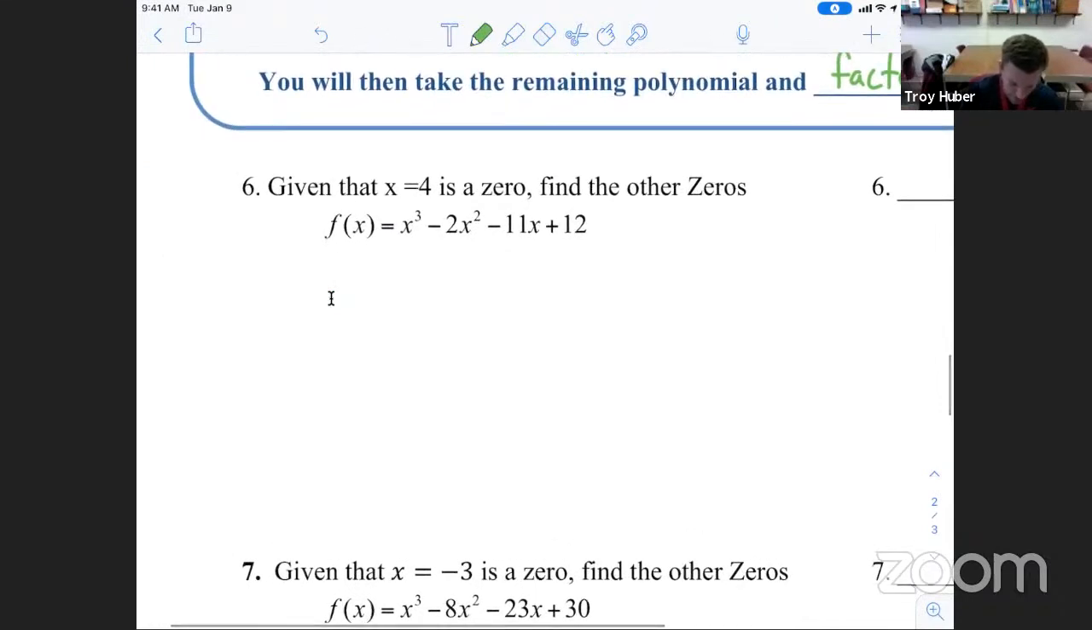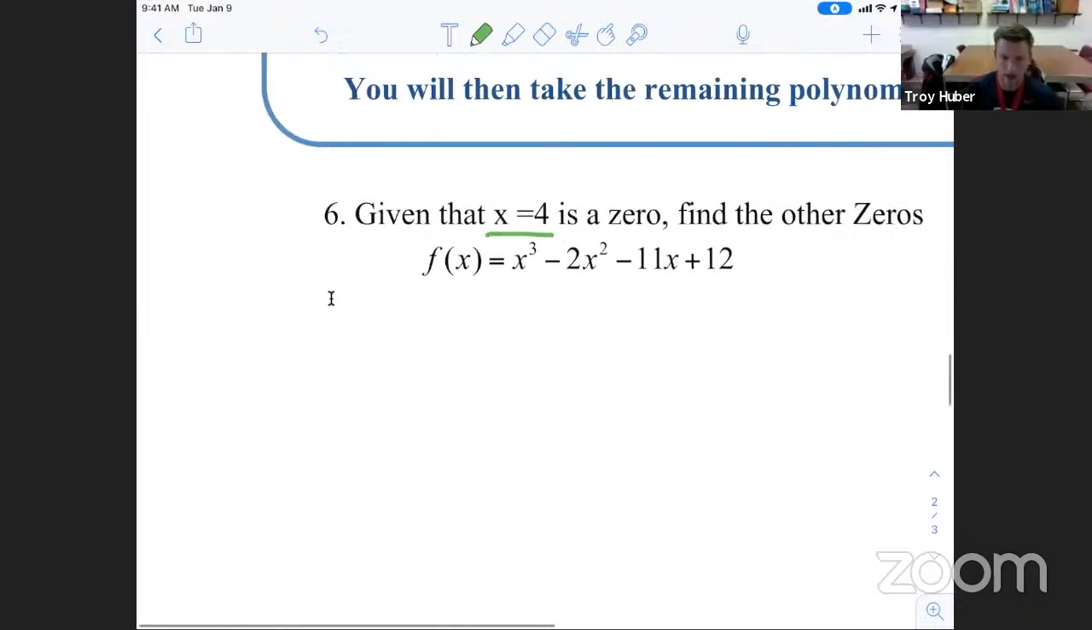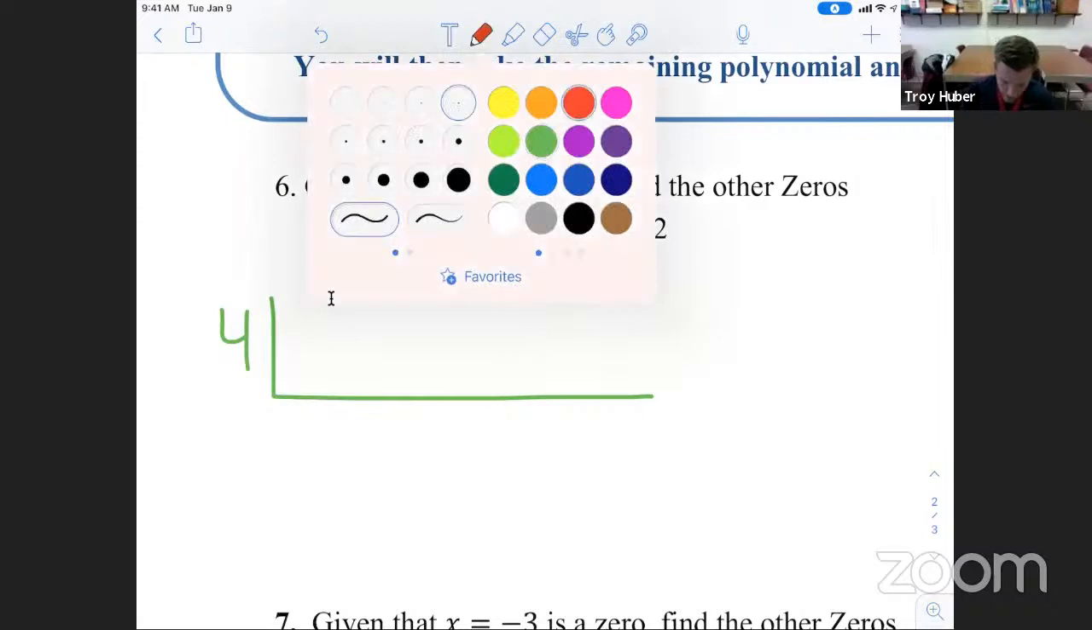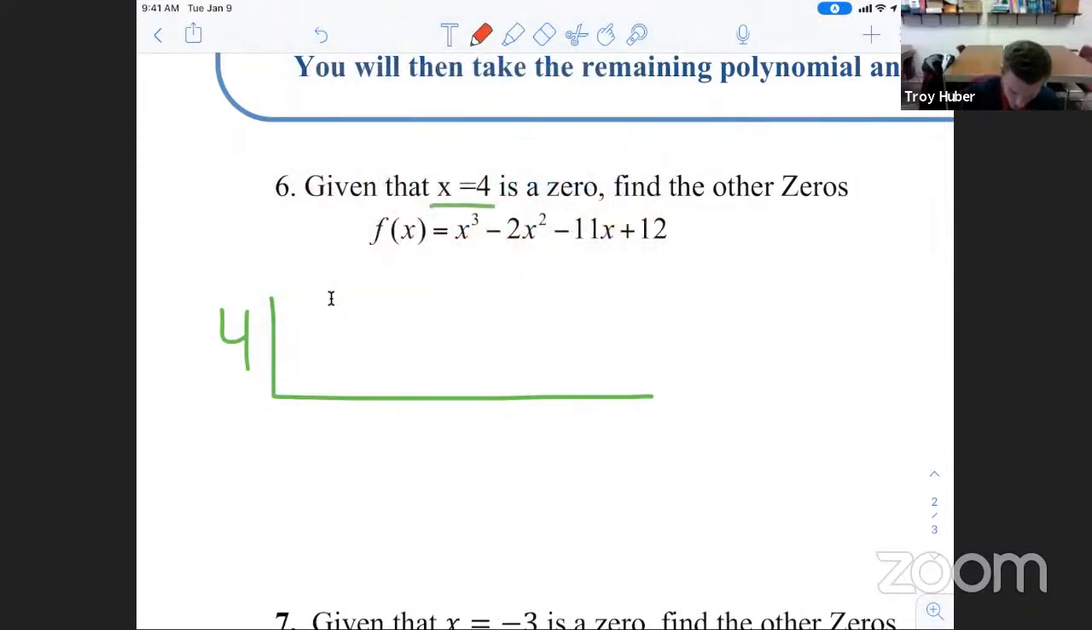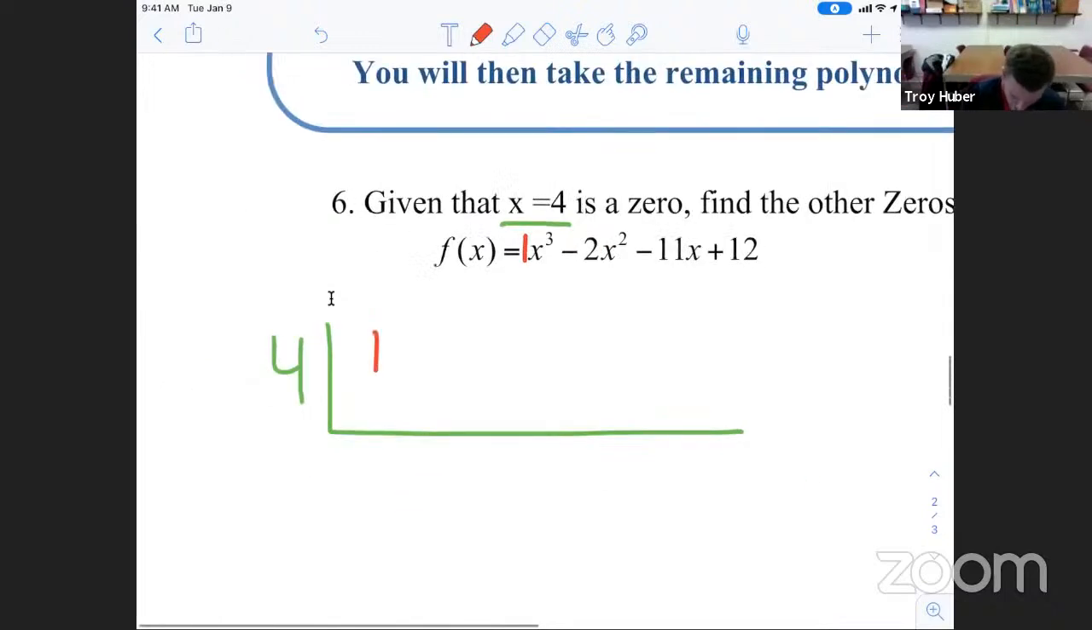All right, so this says, given that x is equal to 4, so we actually don't have to set this equal to 0. Instead, we're just going to write this 4 on the outside of our synthetic division hut. All right, next, let's write all of our leading coefficients. So you have 1x to the 3rd, you have negative 2x squared, negative 11x, positive 12. Notice we didn't skip any. It went x to the 3rd, x to the 2nd, x to the 1st, and then just your constant.